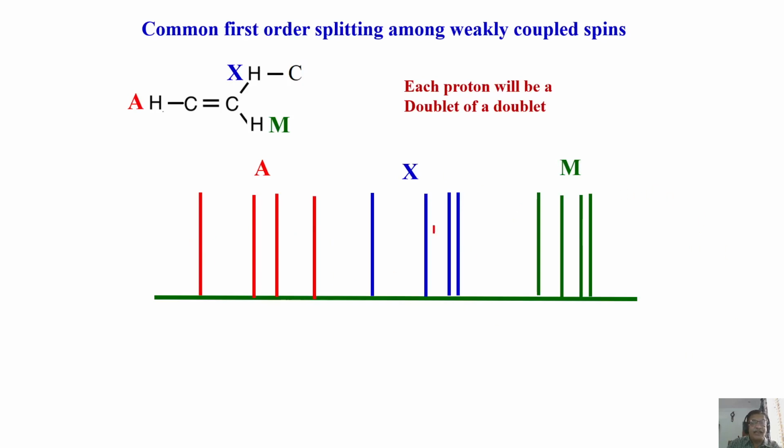But remember, the intensities are the same here, unlike equivalent spins where you get triplets, quartets, etc. When all are single protons, they will be of equal intensity and you get a pattern like this. Then you simply start calling it doublet of doublets, doublet of doublet of doublets, and so on. Like that, keep on. Okay.